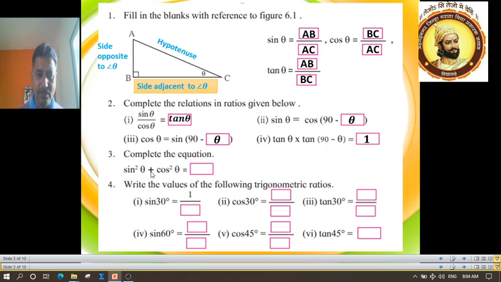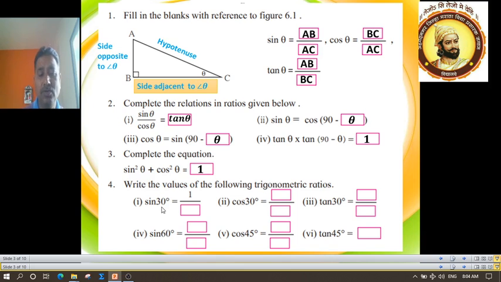Complete the equation, this identity: sin square theta plus cos square theta is equal to 1. Now write the values of the following trigonometric ratios.